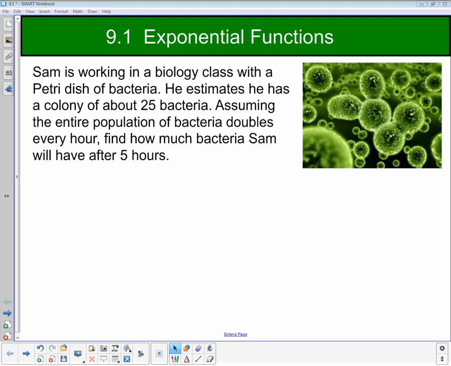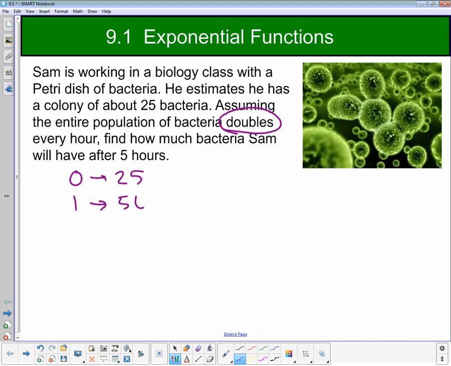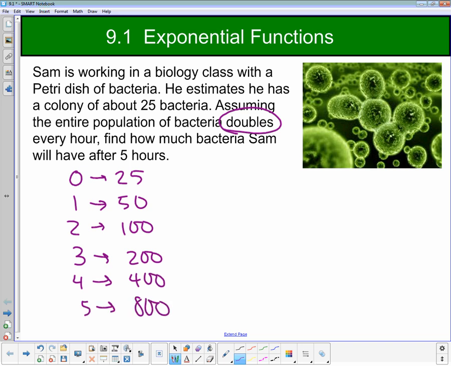So with a question like this, it's pretty easy to make a list. Our 0 hour, or in other words, our starting point, is at 25 bacteria. Now we know that the population is going to double, so what we could assume is that after the first hour, he'd be at 50 bacteria. After the second hour, it would double again and go to 100 bacteria. Third hour, 200. Fourth hour, 400. And fifth hour, he'd be at 800 bacteria. So that's about how much he would have after 5 hours here.